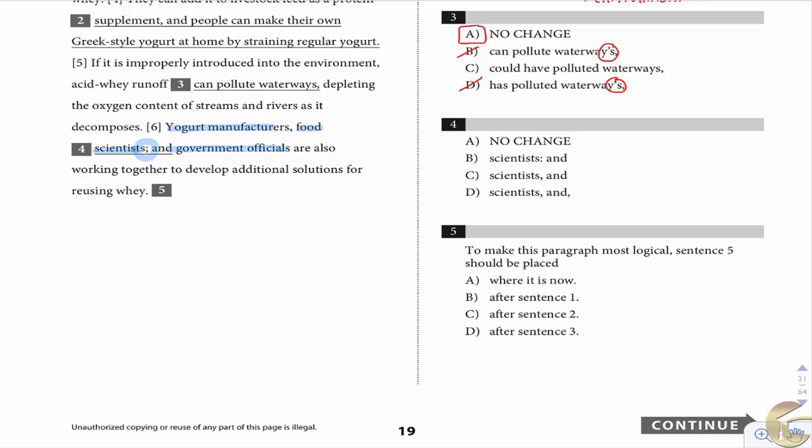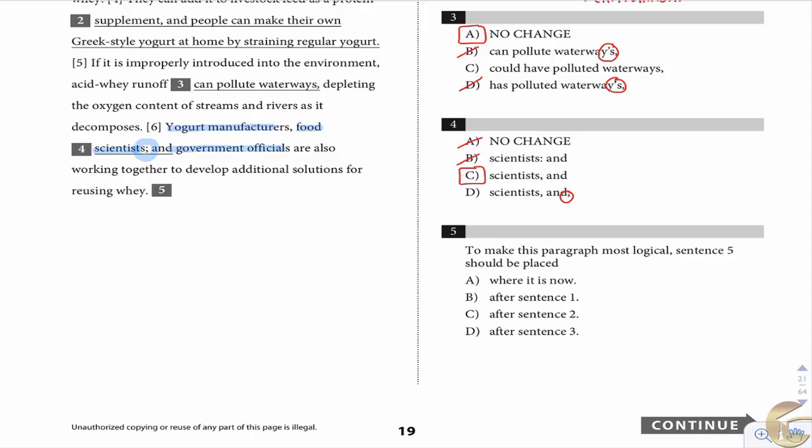Also, we're on number 4. We're going to get rid of the colon because a colon would set up a list, but this is literally just the last item in a list, so it's not going to be A or B. And then we don't put commas after the word and because we don't want this to end up being a non-essential clause. So our answer is actually going to be C. That's proper comma usage on number 4.